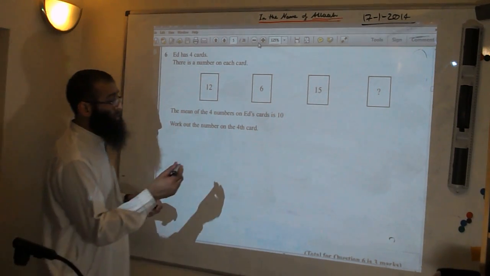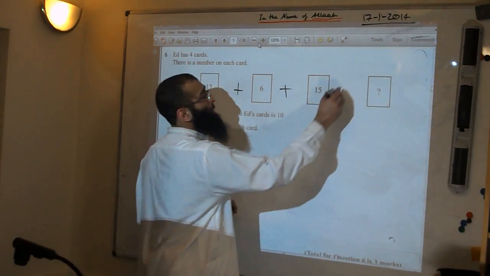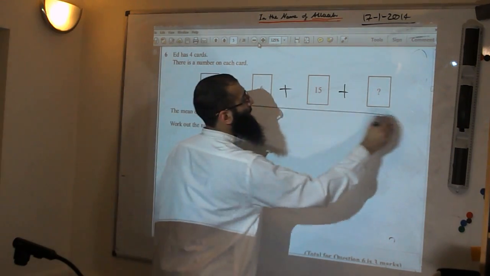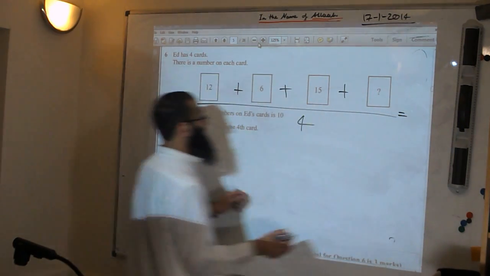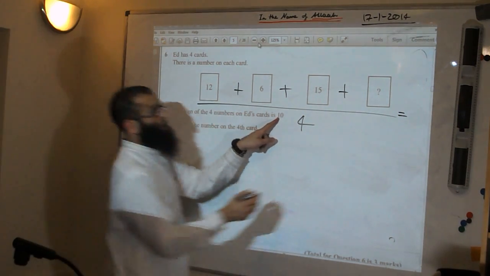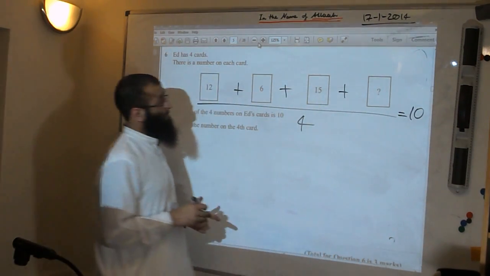Right, so let's have a look. So, Rutaba, if you want to work out the mean, what do we normally do? You add them all together. And divide it by? How many there are. And that gives you the answer, which in this case is? 10. Thank you. Okay.